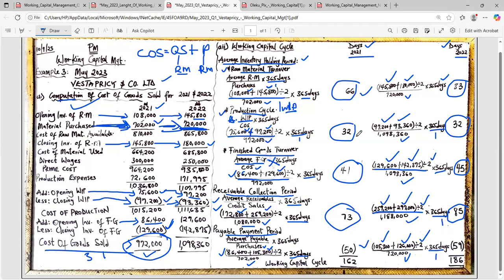So add 66 plus 32 plus 41 plus 73 and minus 50. You're minusing 50 because it's a payable. You are paying them. So what do you get? You should get 162. Please do this one for me: 83 plus 32 plus 45 plus 85 minus 59. 186. 186, correct. We are good to go.